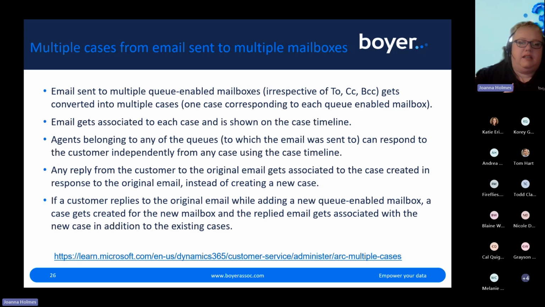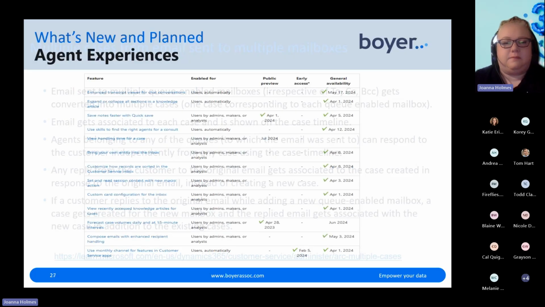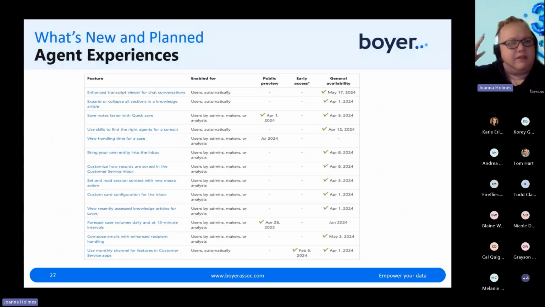That's some nice functionality. If a customer replies to the original email while adding a new queue-enabled mailbox, a case gets created for the new mailbox, and the replied email messages get associated with that new case in addition to the existing cases. So again, just giving us some more visibility when we have those customers who reach out to us at multiple mailboxes. Now we can get that fuller picture and some flexibility here. So I think that's some exciting functionality.